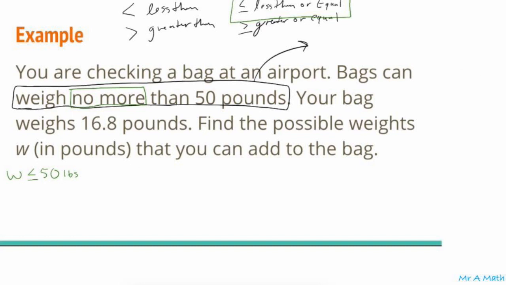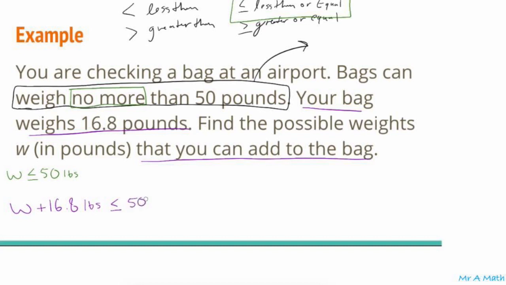But there's one more addition to this problem. So in purple, we will look at that. Your bag weighs 16.8 pounds. We need to find the possible weights in pounds that you can add to the bag. So we have to set up an expression and then solve for this. So think about it. The weight has to be less than or equal to 50 pounds, and you already have 16.8 pounds. So how we're going to write that is like this. I have the weight of my bag plus the 16.8 pounds that I already have in the bag, and that combined has to be less than or equal to 50 pounds.